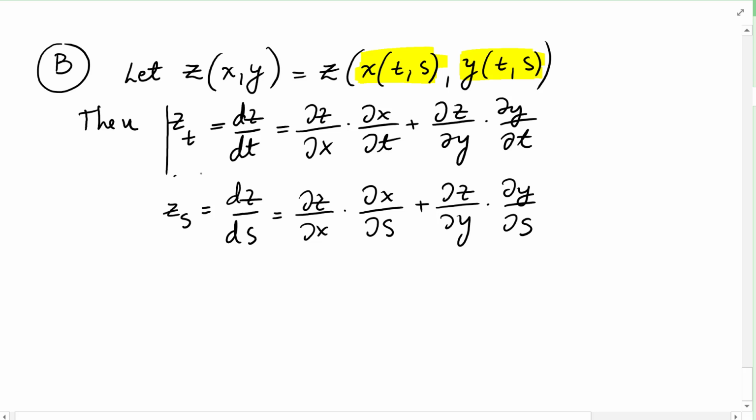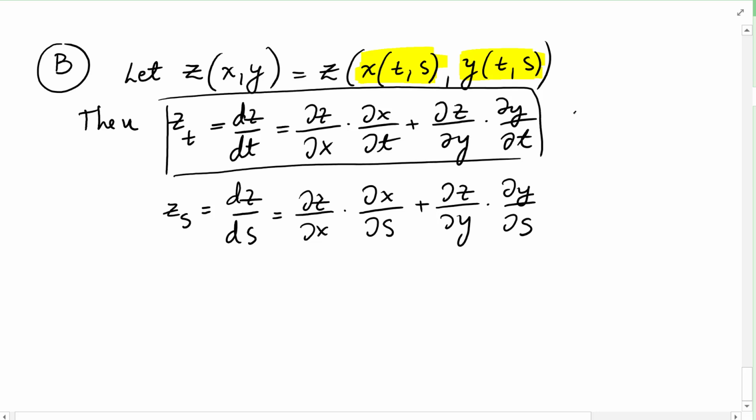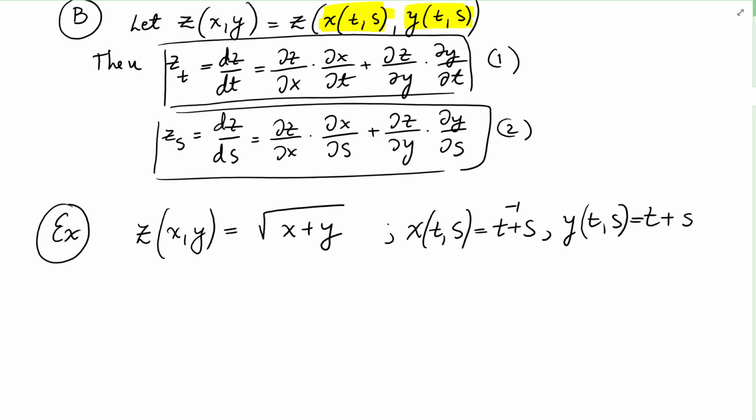So having these two formulas, let's solve a problem. Let's say we have z of x,y equals square root of x plus y, and x is a function of t and s, which is equal to t to negative 1 plus s, and y is a function of t and s, and it's t plus s. Sometimes you can have the functions written of other variables or of s,t. So let's calculate z_t.